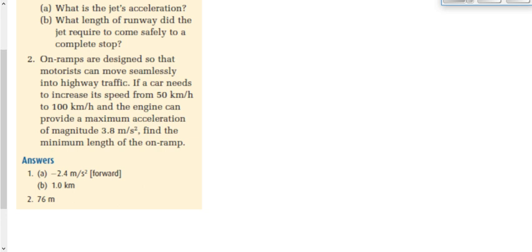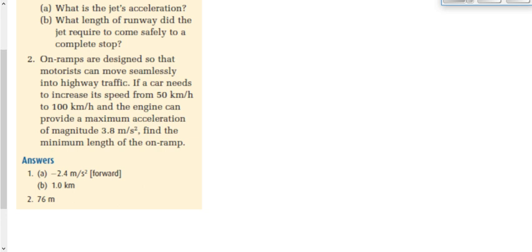The idea is that on the on-ramp, we're going at 50 kilometers per hour, but we need to increase to 100 kilometers per hour in the merge lane. Not slow down in the merge lane, but speed up in the merge lane so that we're going at highway speed or almost highway speed when we go out into traffic, 100 kilometers per hour. The engine in this one can provide a maximum acceleration of 3.8 meters per second squared.